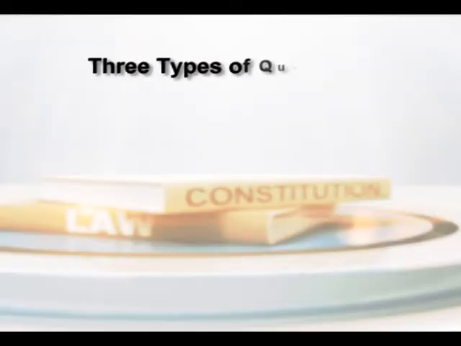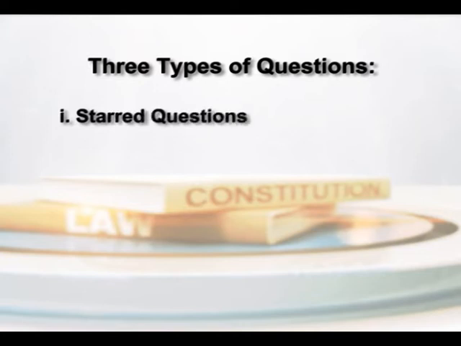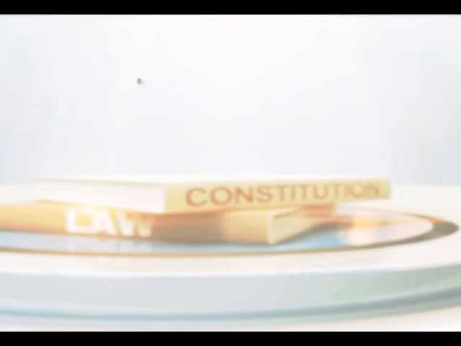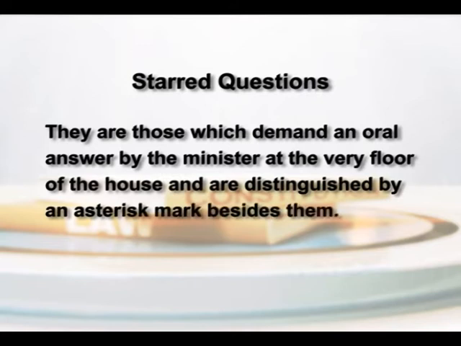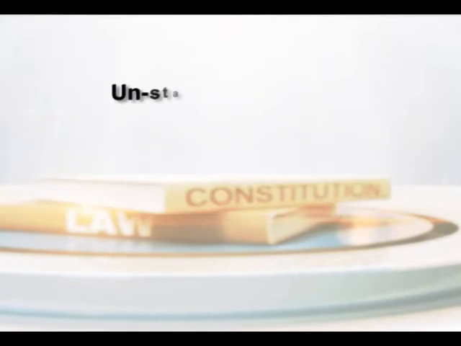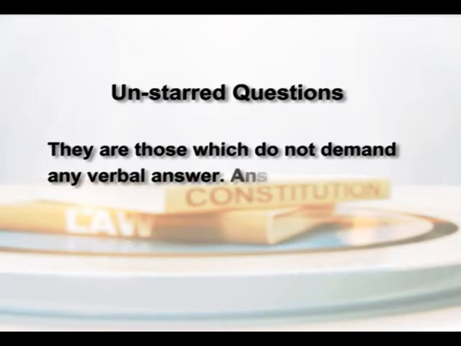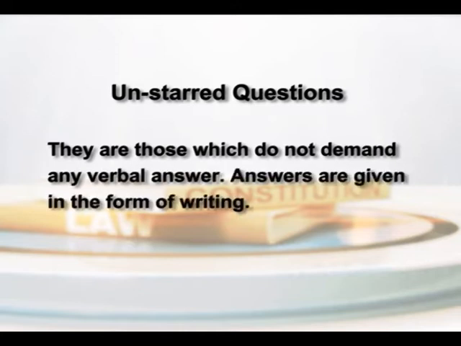There are three types of questions: starred questions, unstarred questions, and short notice questions. Starred questions are those which demand an oral answer by the minister on the floor of the House, and they are distinguished by an asterisk mark beside them. Unstarred questions are those which do not demand any verbal answer. It is usually done in the form of writing.